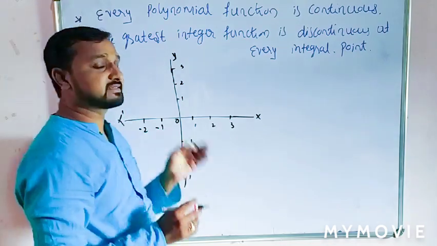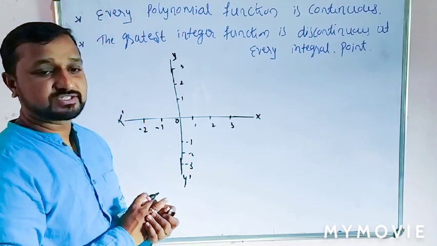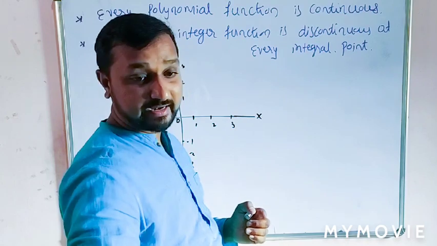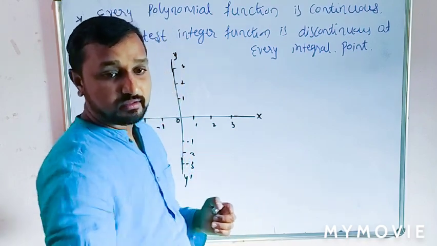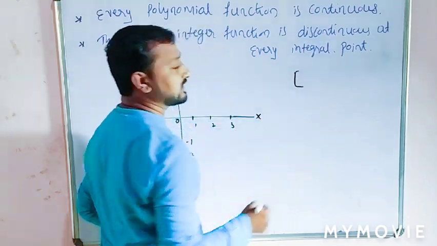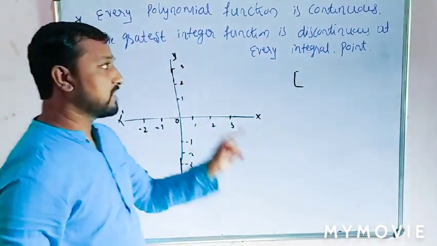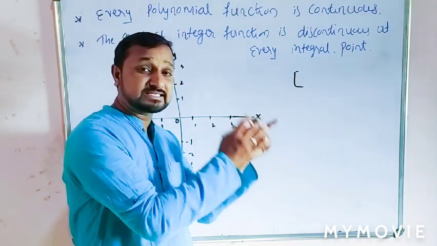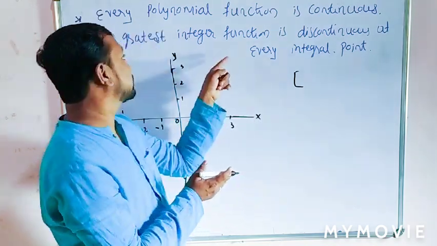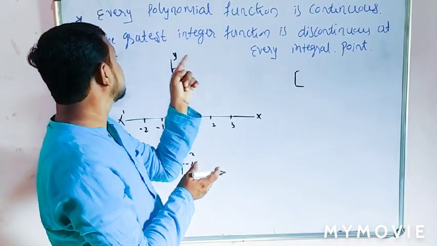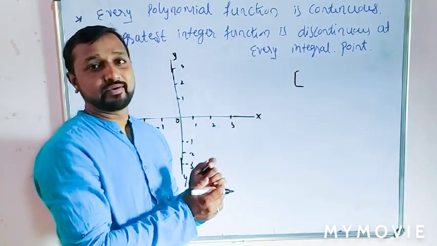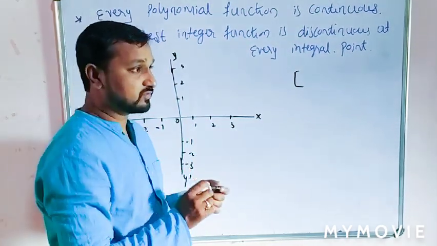In the first year we already studied the graph of this function. So first of all, what we have to do in this example is take the greatest integer function. What is the definition of the greatest integer function? It is the greatest integer less than or equal to the value of x. Is that clear? This is the greatest integer function.